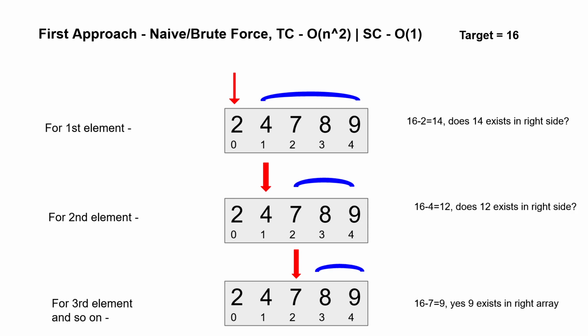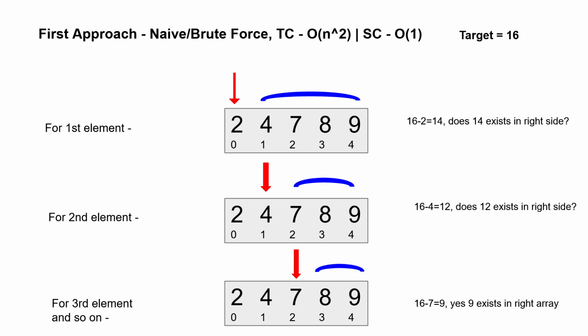So in the brute force approach, for every element in the array, we would check in the right half of the array whether the difference between the current element and the given target is present or not. So we will first keep our pointer on 2 and calculate the difference of 2 with 16. So 16 minus 2 is equal to 14. So we will check for 14 on the right hand side of the array. So here we see that 14 doesn't exist.